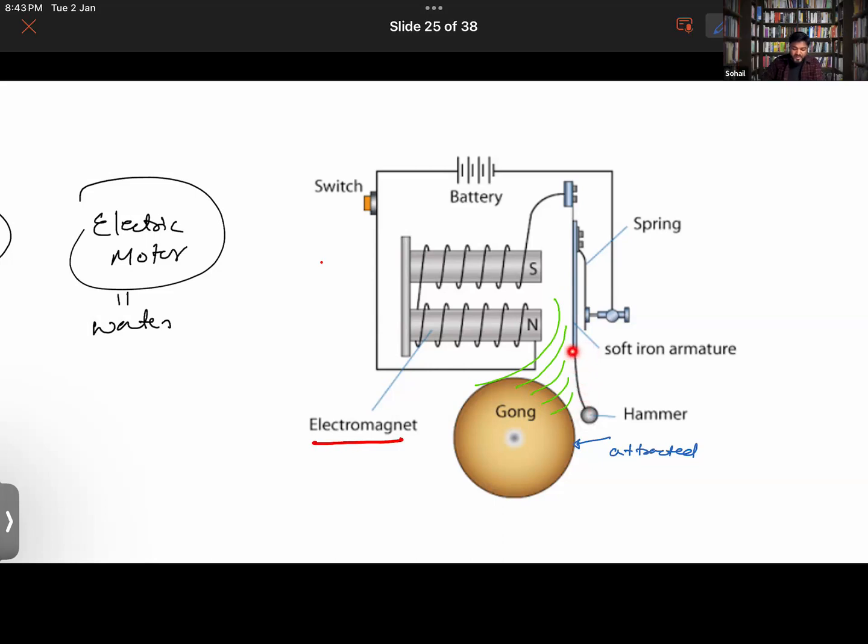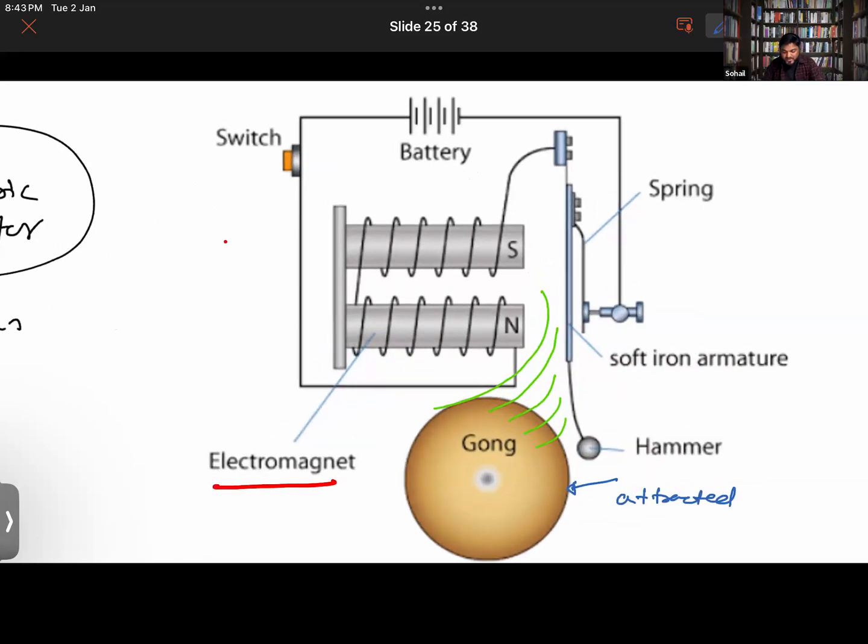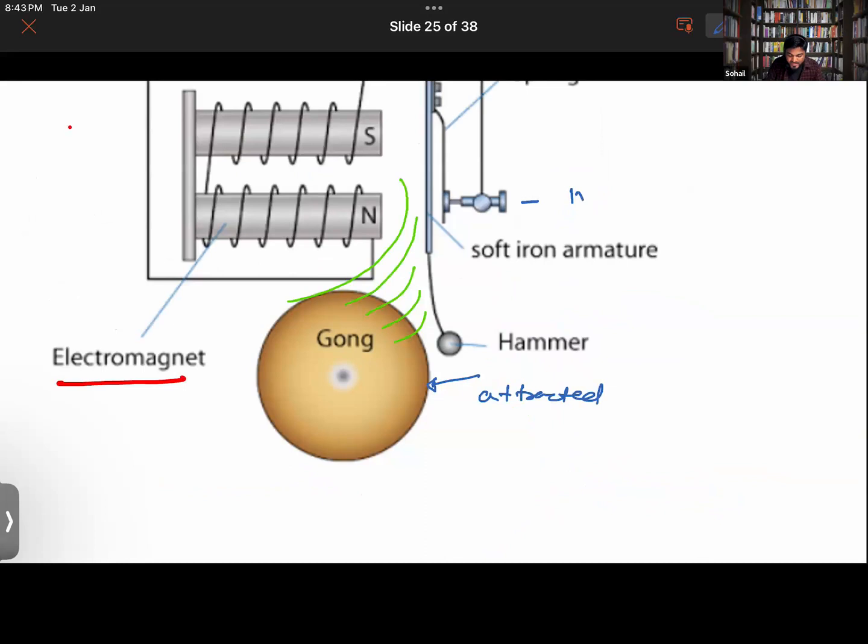So while it attracts the soft iron armature towards itself, this hammer will hit the gong. Now, this is an iron screw. Once it hits the gong, it separates from this iron screw. Say this is an iron screw, now look at where I'm pointing. Is it visible or not?